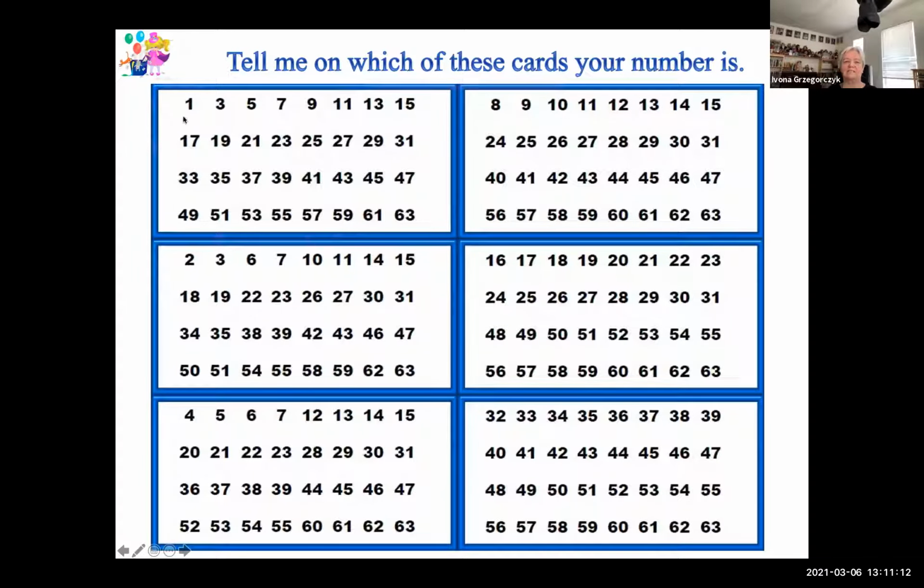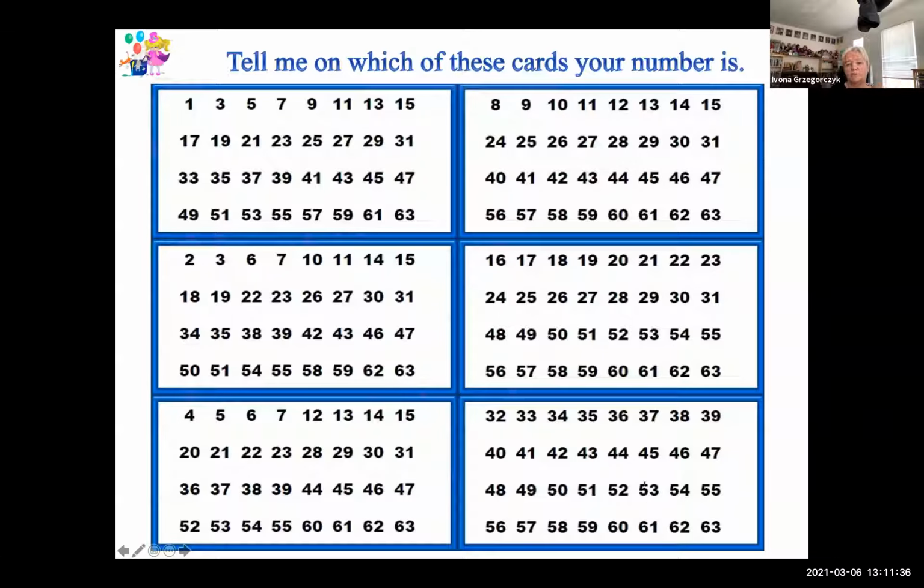If I have a number in my head, I'm checking only the first number on each card. So see in here, do I need a 1 to make this number? Do I need a 2 to make this number? Do I need a 4? Do I need 8? Do I need 16? Do I need 32 to make this number?